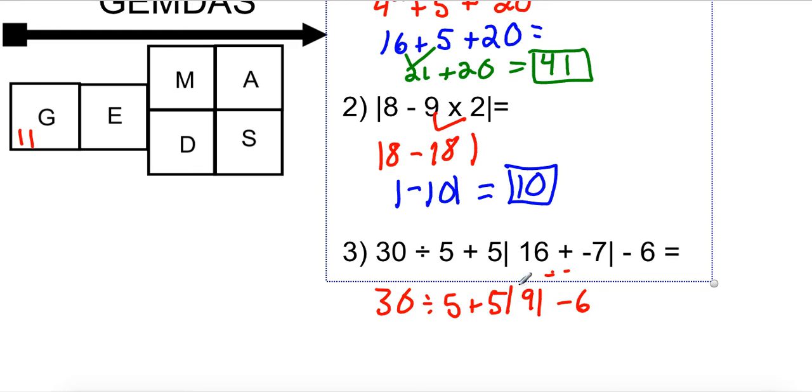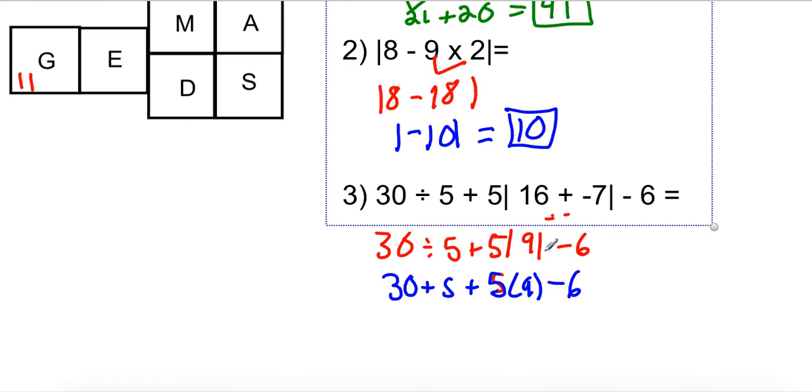Now the absolute value of positive 9 is going to be positive 9. So this is just going to be 5 times 9, and I bring everything else down. Next, I have no more absolute values to deal with. So I'm going to solve my multiplication portion of this problem first. Or actually, I should change that. I'm actually going to solve my division first. Sorry, I thought that was an addition sign.